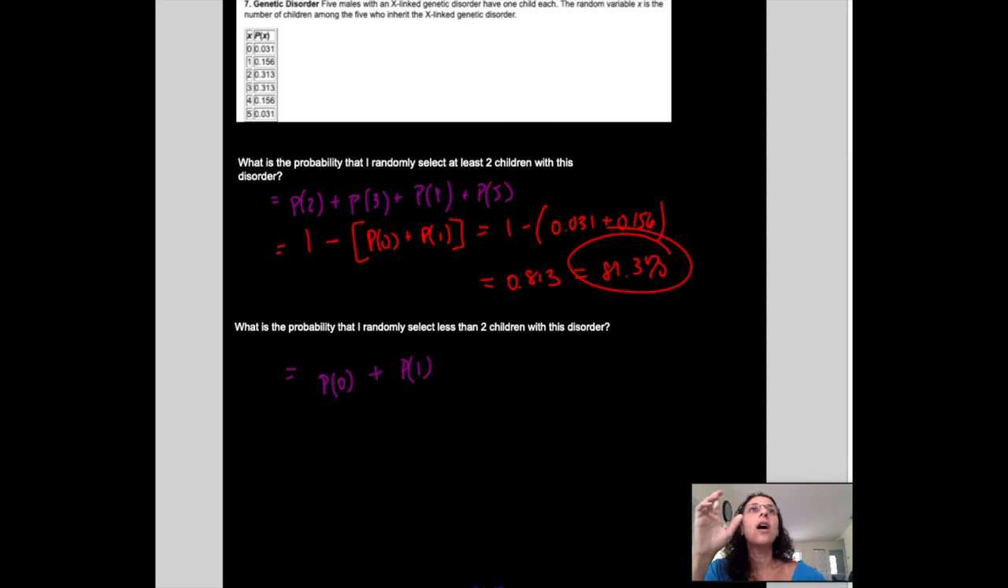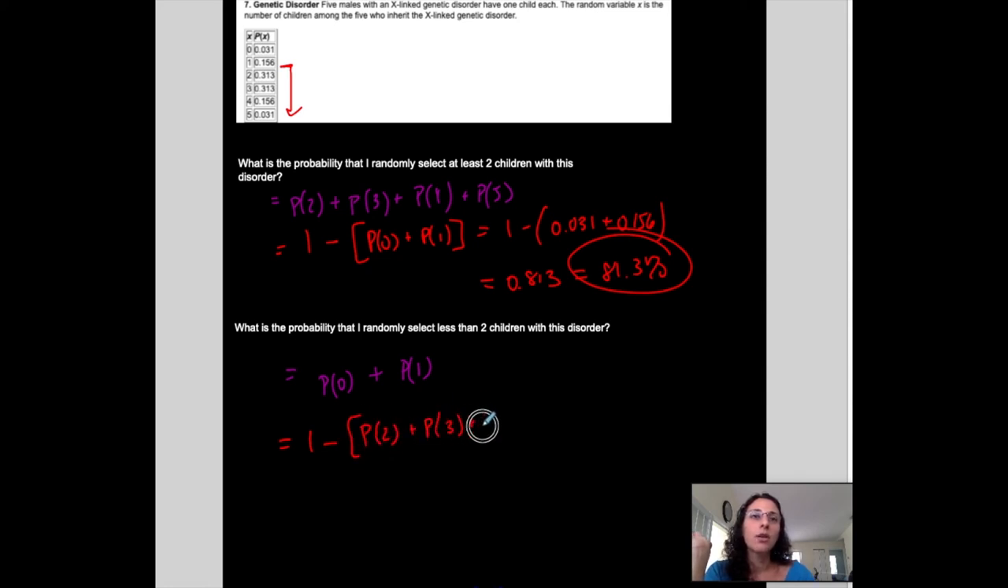The complement of less than 2, just looking at the table, this is nice because the table shows us directly. Less than 2 is 1 or 0, right? What's the complement of that? 2 or more, right? The complement of that would be 2, 3, 4, 5. What I like to do when I have these type of questions is write out the general situation straight from what it says. Less than 2 is 0 or 1.